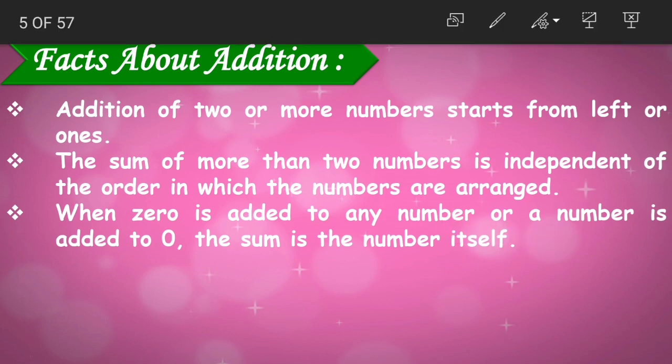When 0 is added to any number or a number is added to 0, the sum is the number itself. Like for example, if you have 0 chocolates, okay, and then I give you, let us say, 5 chocolates. You had 0. 0 means nothing. Yes, children, 0 means nothing. You had no chocolates and then I gave you 5 chocolates. Now how many chocolates will you be having? Think. Yes, 5 chocolates.